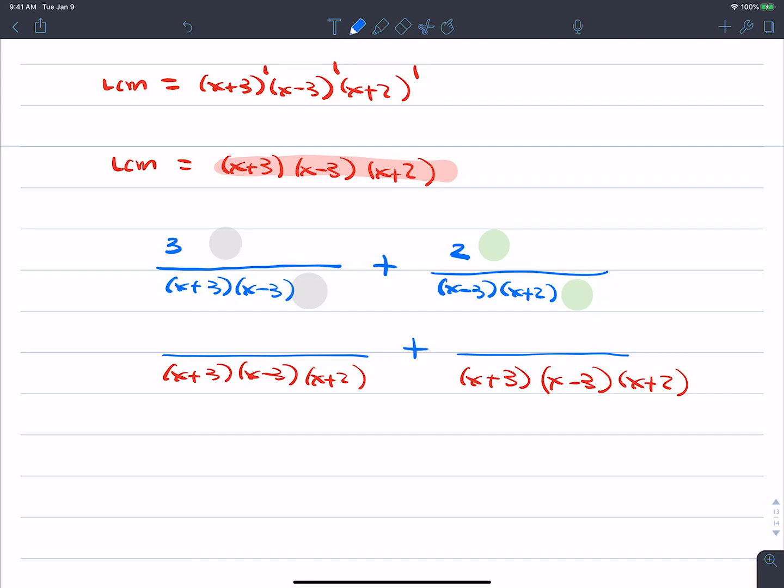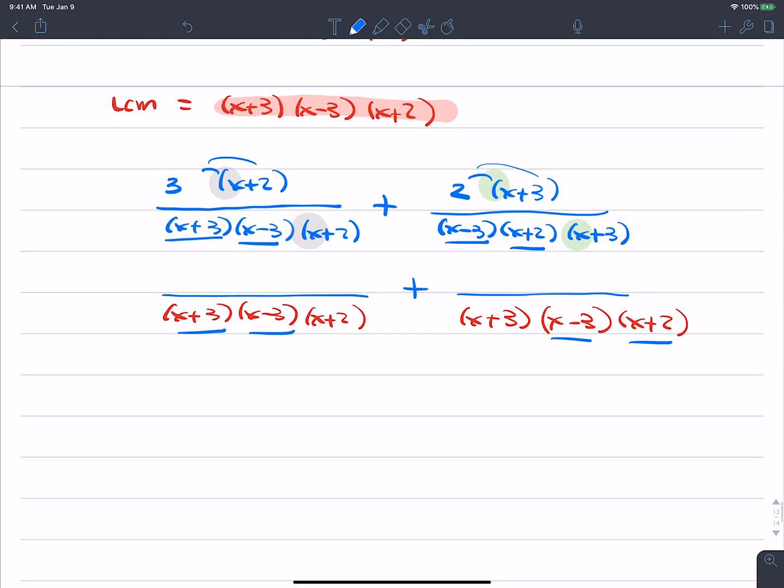So we know that we have to multiply on top and bottom for that first fraction. We got to find the factor we multiply by. x plus 3 is here. What's missing is an x plus 2 here. x minus 3, x minus 3. x plus 2, x plus 2. What's missing is an x plus 3. So we're going to get to multiply here.